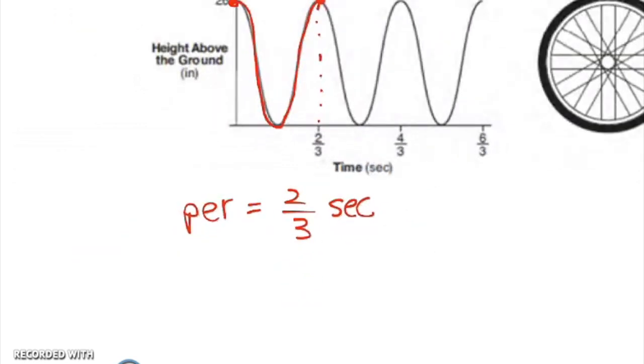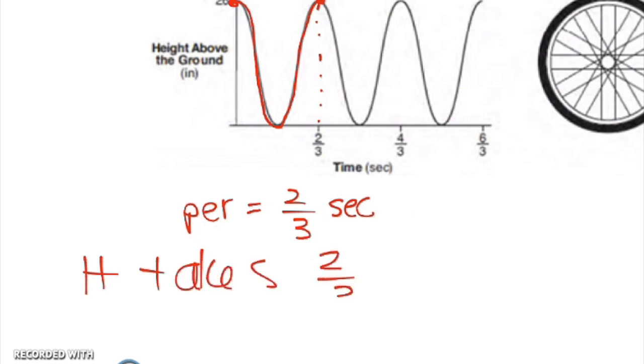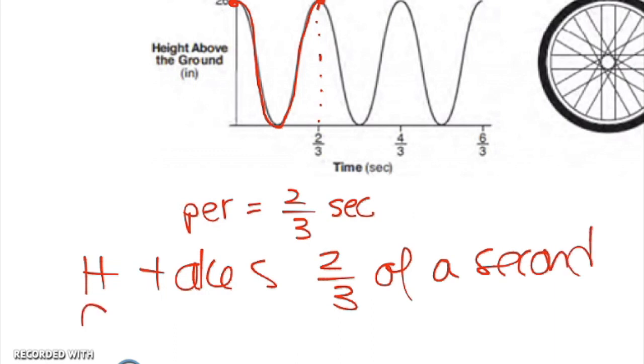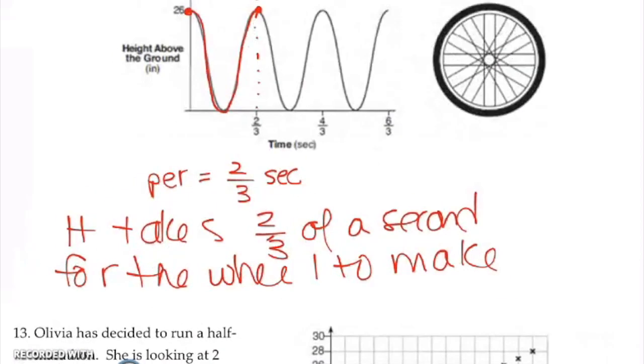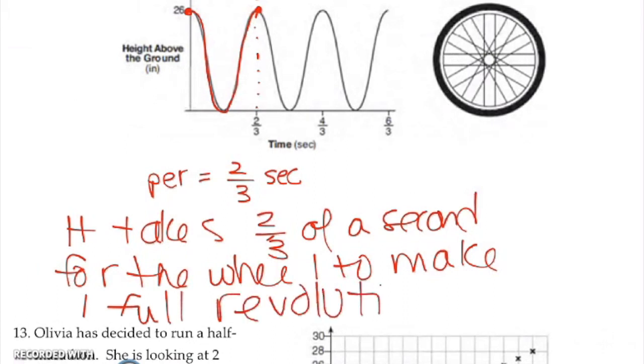Now, what does that mean? That means it takes 2/3 of a second for the wheel to make one full revolution. Okay, so full revolution in the time of one period.